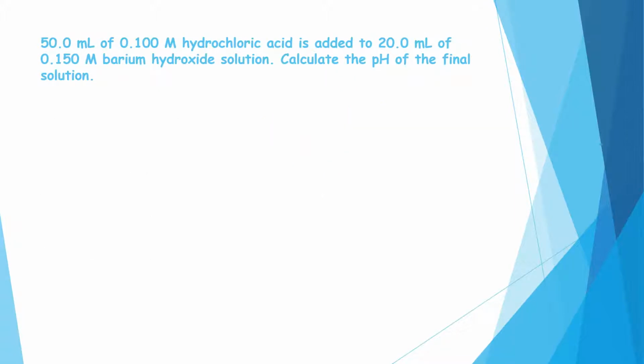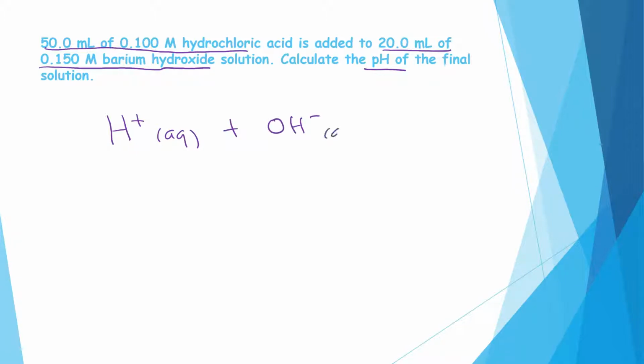Now let's try a second example. This time we've got 50 ml of 0.1 molar hydrochloric acid added to 20 ml of 0.15 molar barium hydroxide to find the pH. For any calculation, the first step is always to write an equation. And with these sorts of calculations, it's hydrogen ions plus hydroxide ions gives water.